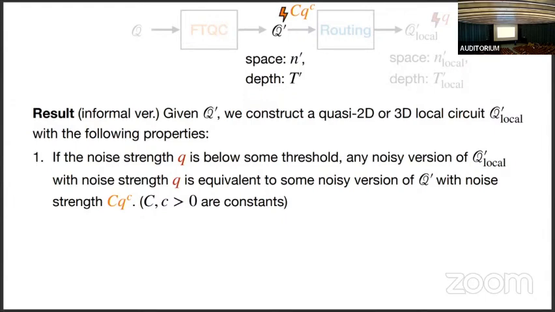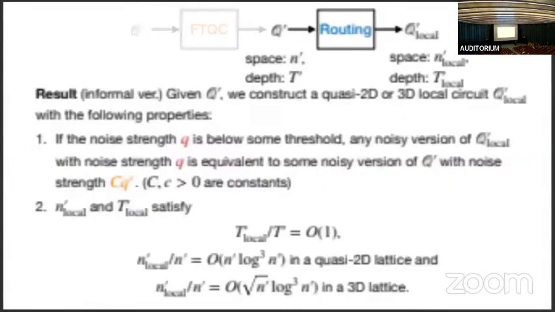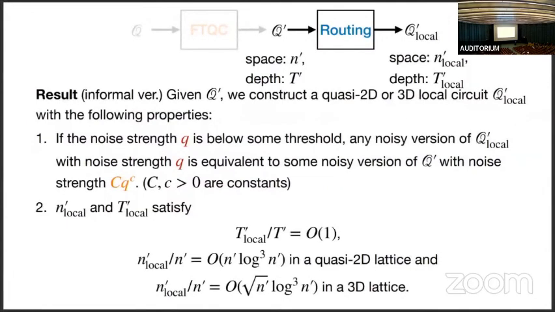And here the noise would be C times Q to C, which is worse than Q. But here it can be written as a polynomial in Q. And we obtain the following overheads for depth and space.